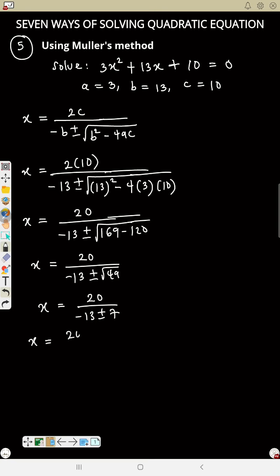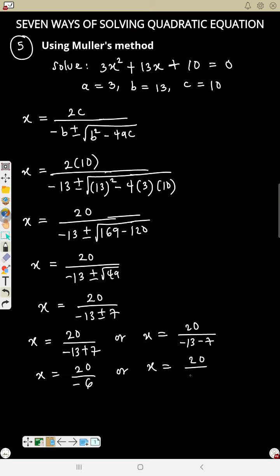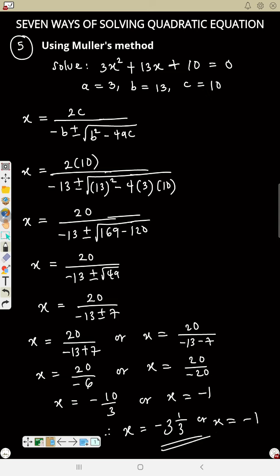s equals 20 divided by minus 13 plus 7, or s equals 20 divided by minus 13 minus 7. s equals 20 over minus 6, or s equals 20 over minus 20. s equals minus 10 over 3, or s equals minus 1. So s equals minus 3 and 1 over 3, or s equals minus 1. Answer. That is Mullah's method. So it's just similar to the formula but in a different form. So study it. Then let's see another method.